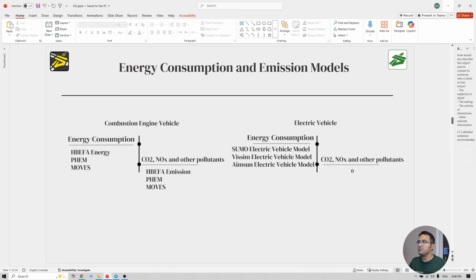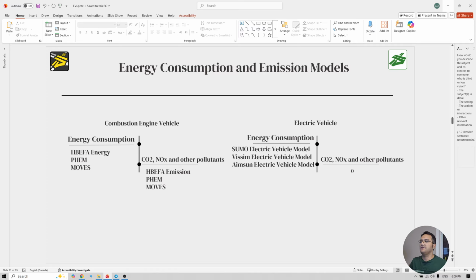So there are different models in this area that model energy and emission. If you choose, for example, one model, the results might be different, right? These models are HBEFA, and then PHEM, and then MOVES, and we usually use the same model to calculate energy and other pollutants, right? I mean, one model for both energy and emission.